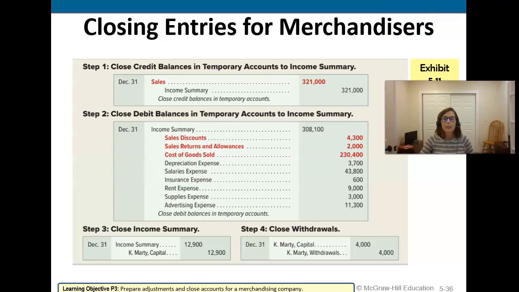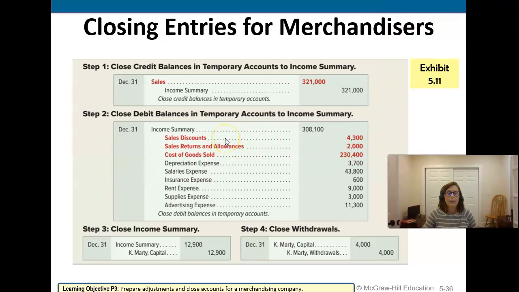And then just as we did with the service company, we are now ready to do our closing entries. We are going to use that income summary account that we used the first time. And then, so we're still going to close our revenue. We're still going to close our expenses, but we're also going to close the sales discounts, sales returns and allowances, and cost of goods sold, because we want to start these over at zero. That's not going to be part of our running total.